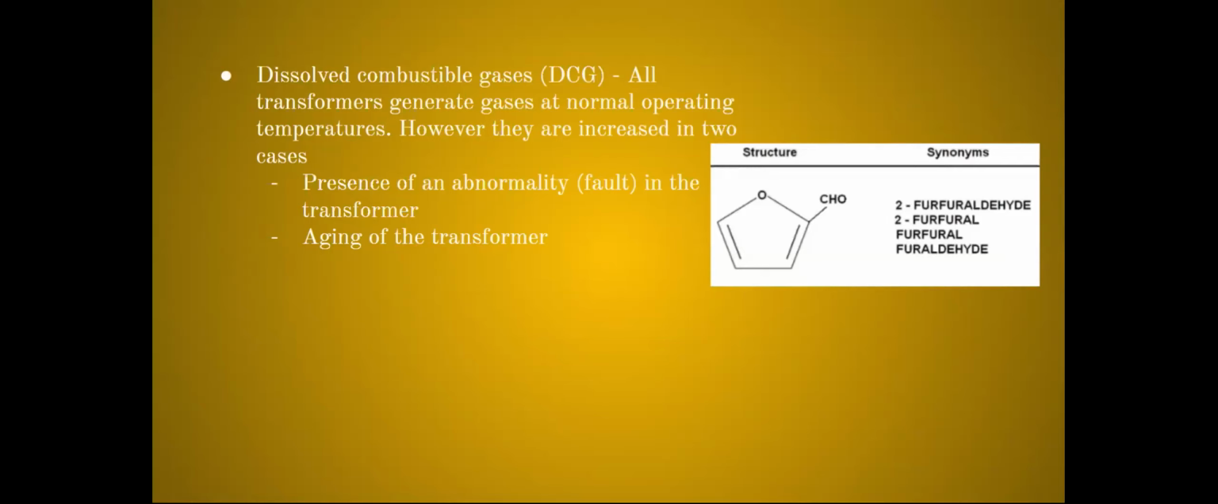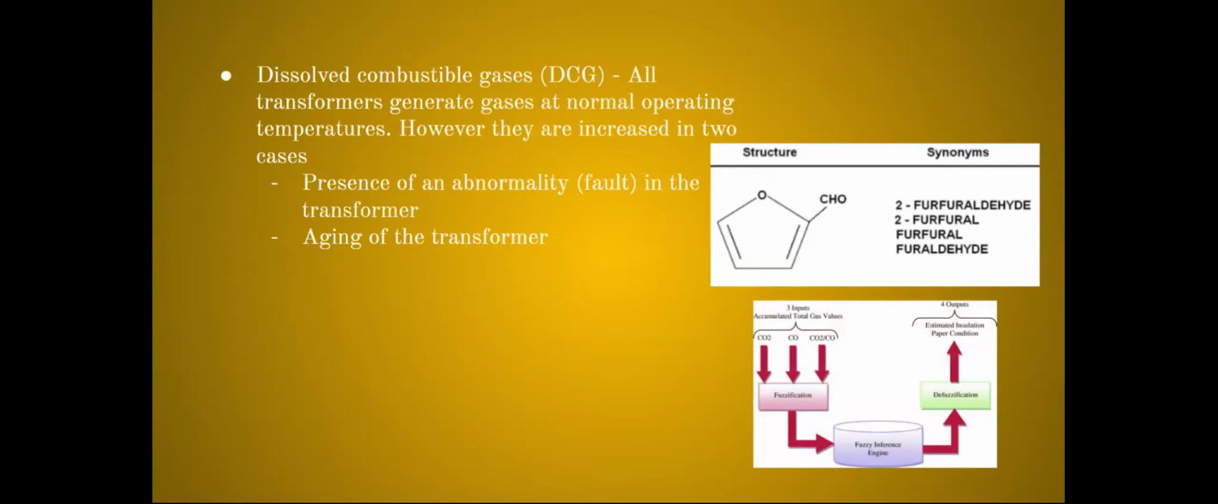So for dissolved combustible gases, all transformers generate gases at normal operating temperatures, kind of like Jesse was talking about earlier, but they're increased in two cases. And that's when there's a fault in the transformer or when the transformer is just really old.